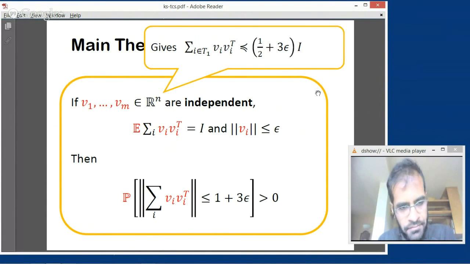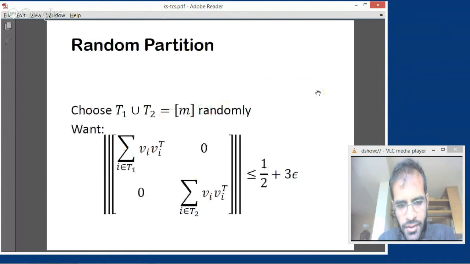Okay. So Nikhil, can you hear me? Yes. So how do you use this to prove your result about the sums? So what are the random variables? Yeah, so the random variables, so this is sort of the reduction. So you start off with vectors vi in R^n, right? And the random variables are actually random vectors in R of dimension 2n.